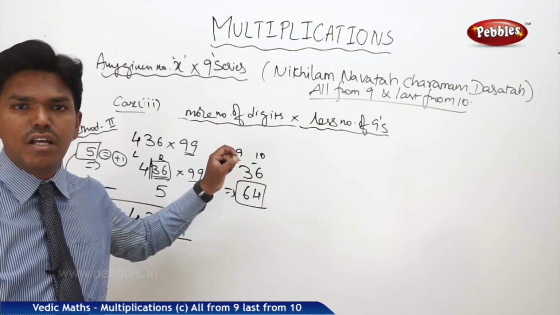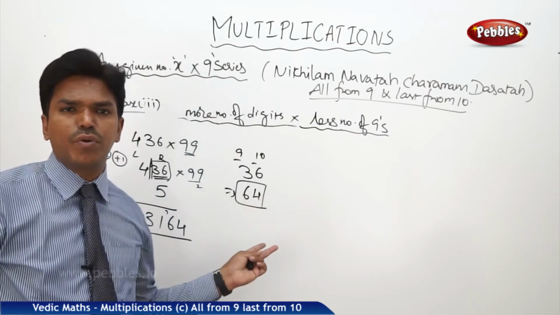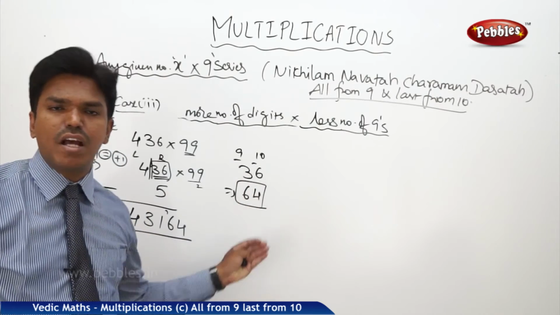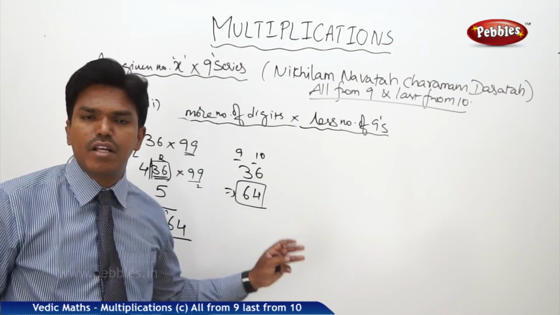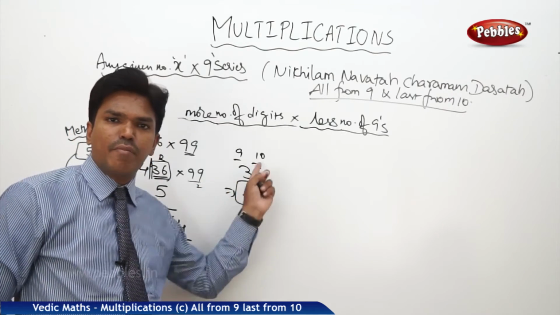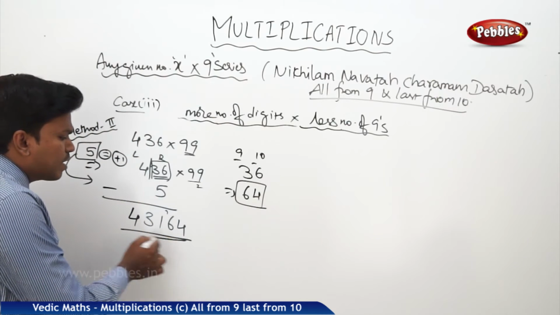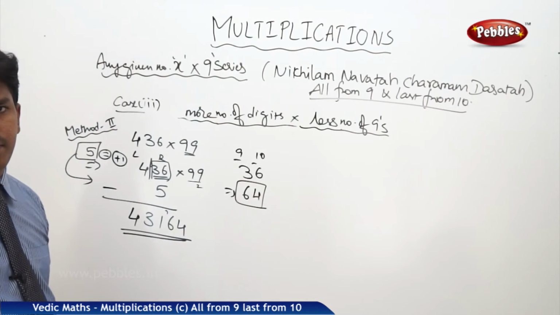All from 9, last from 10 means subtracting the numbers from 9 and the last number from 10. Since there are only 2 digits, the first number is subtracted from 9 and the next number is subtracted from 10. So what is it for 36? 9 minus 3 is 6, 10 minus 6 is 4, so 64. Simply add 64 at the end. This will be your answer.